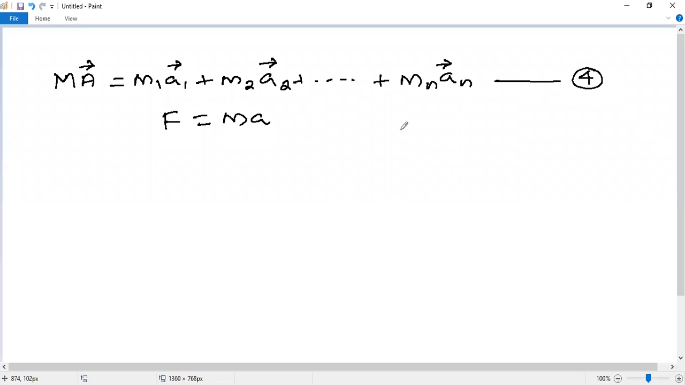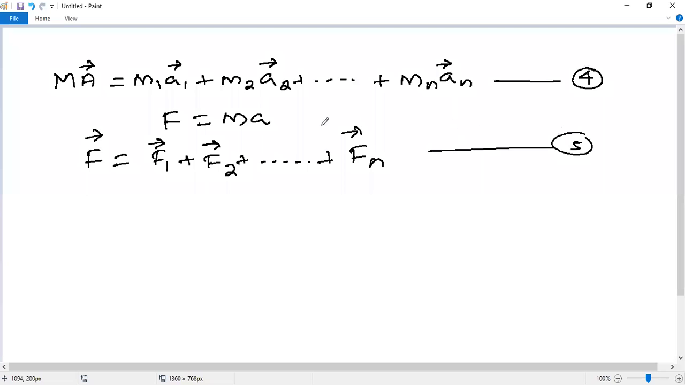See in this equation, that m1 a1 is F1. Then you will get F vector equal to F1 vector plus F2 vector plus up to Fn vector. This is equation number 5. So that is related to force.